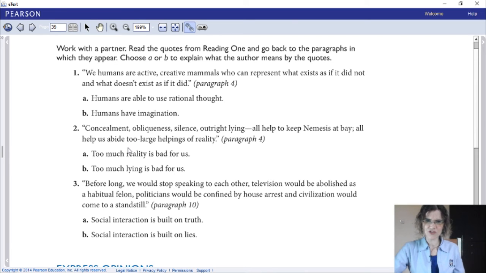Okay, what I want you to do is read each quote from reading one, go back to the paragraphs where they appear, where there's a reference, and then choose A or B to explain what the author means by the quote. So you cannot just read the quote and then answer. When you read this quote, you have to go back to paragraph 4 and read the whole paragraph, because you cannot just know the meaning from one sentence. You can't know an underlying meaning from one sentence. You need to see the context.